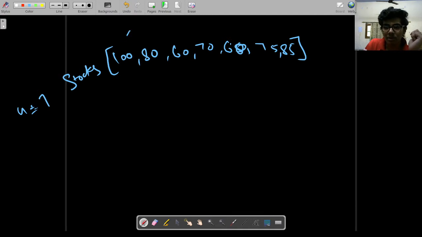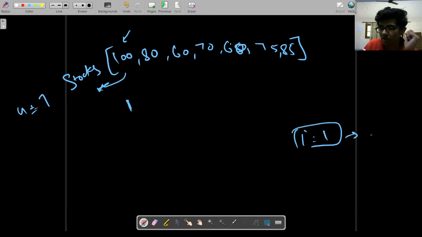When I come over to 100, I see that there is nothing present before this, so the answer for this is always going to be 1. For the first position, for I equal to 1, the answer is always going to be 1.